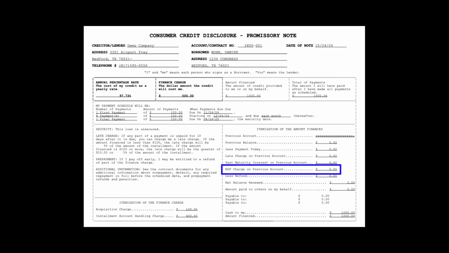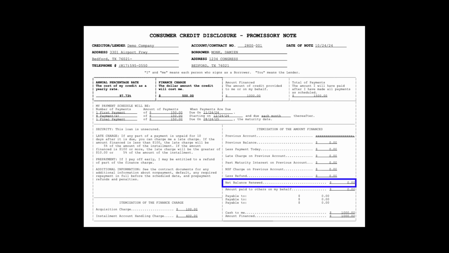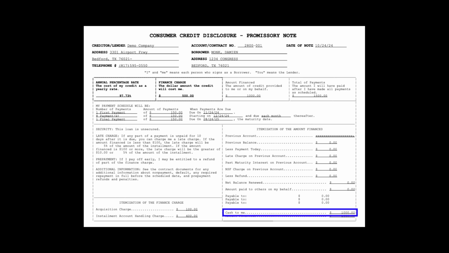NSF charge on previous account. Return check fee if check did not clear on previous loan. Less refund. Any amount refunded to the customer like early payoff finance charges. Net balance renewed. Amount refinanced not including any interest charges or additional fees. Amount paid to others on my behalf. If during the loan checks were made out to pay off additional loans or other amounts due to third parties. Cash to me. Amount of proceeds going to the borrower.